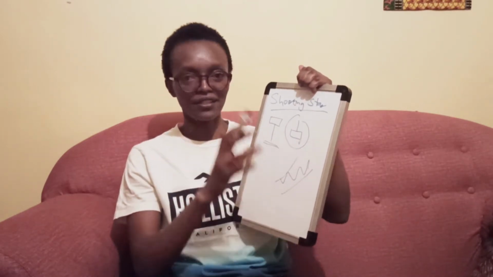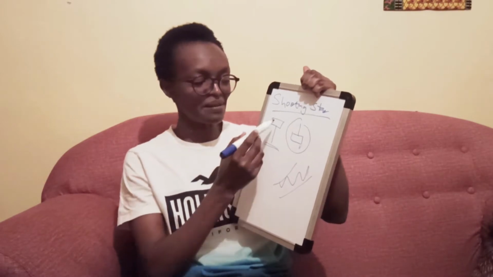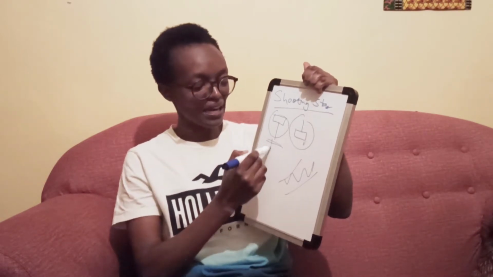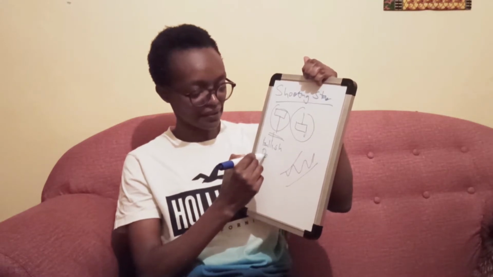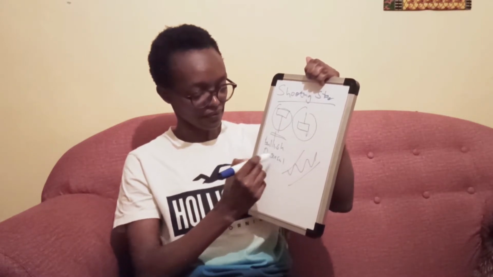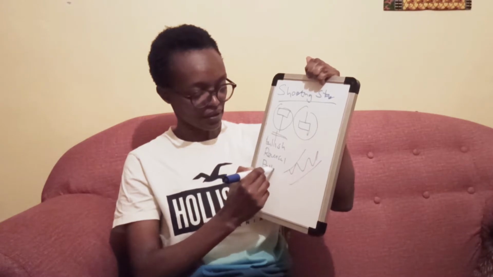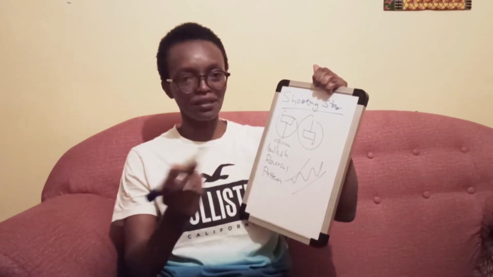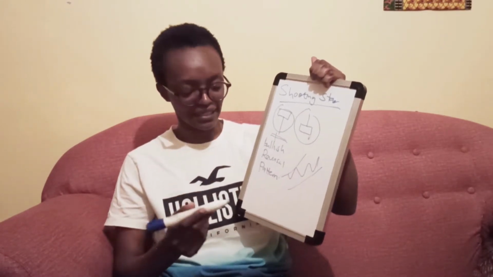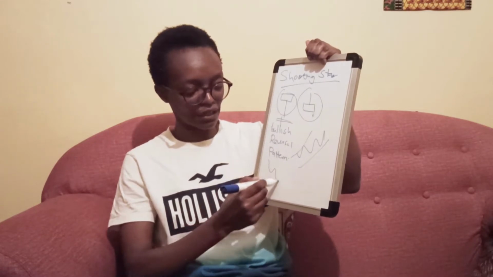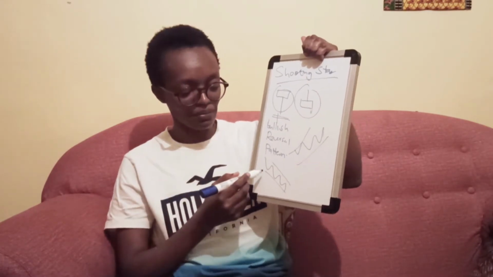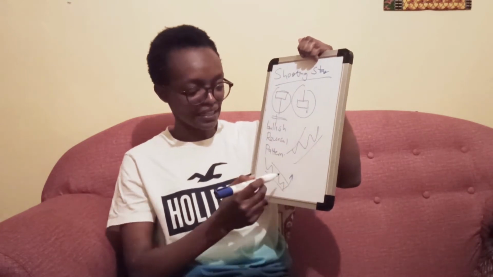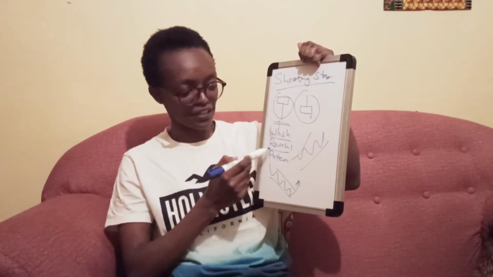So this pattern is a bearish reversal pattern. Remember, the hammer was a bullish reversal pattern. Why? Because it developed in a downtrend, and it was an indication that the direction was going to change from a downtrend to an uptrend. That's why it was a bullish reversal pattern.